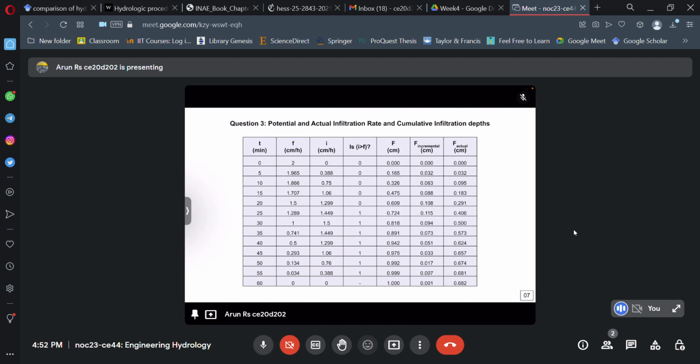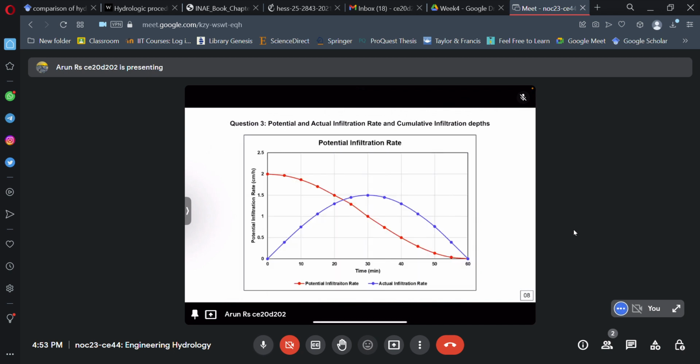From the 6th row you can see that your rainfall intensity is greater than your potential infiltration rate. So the actual amount of infiltration that is happening will be at 1.289 centimeters per hour, and correspondingly we need to calculate the cumulative infiltration depth. We are determining the actual infiltration depth also. Next we can see how the plot looks.